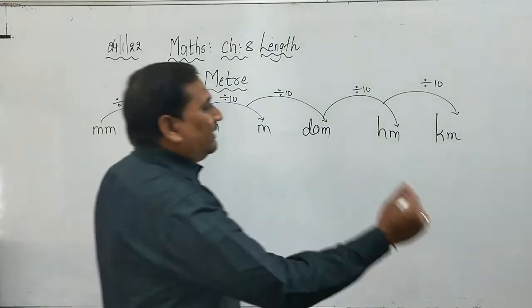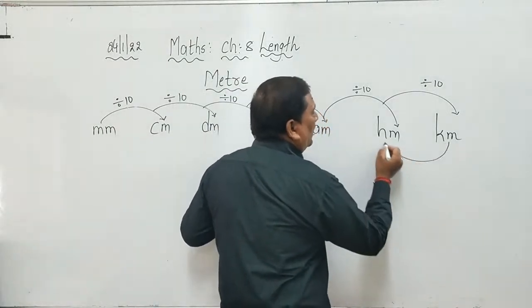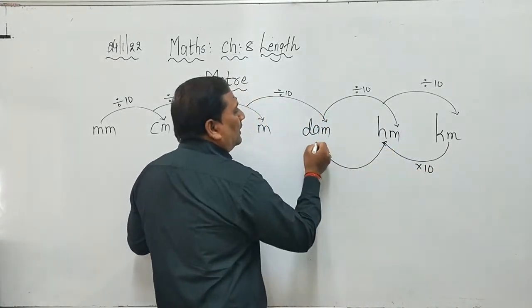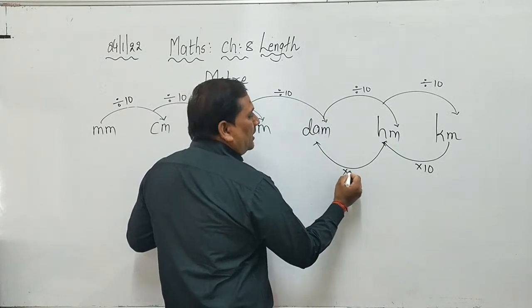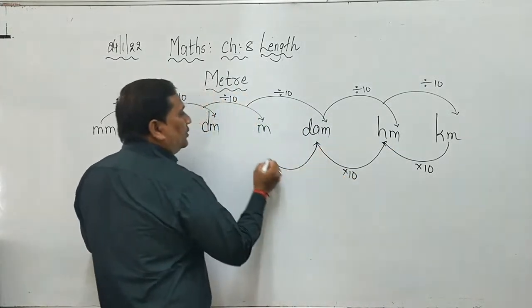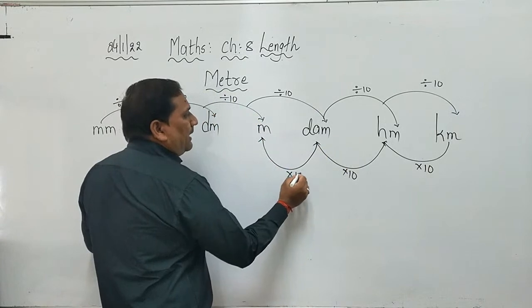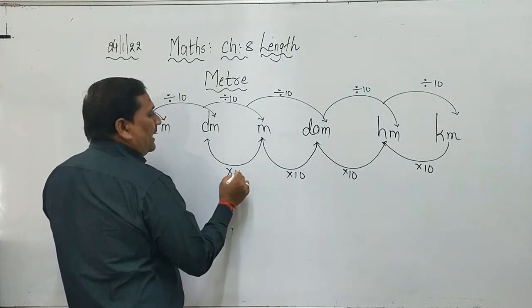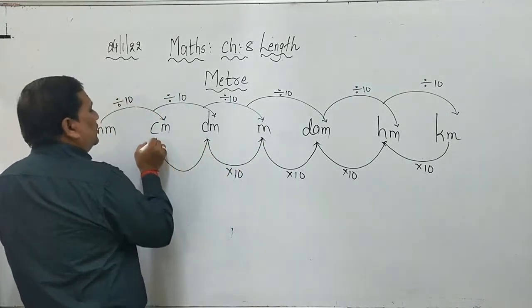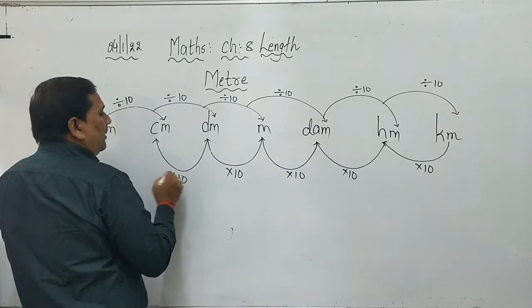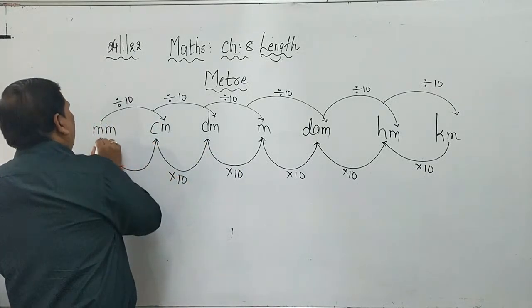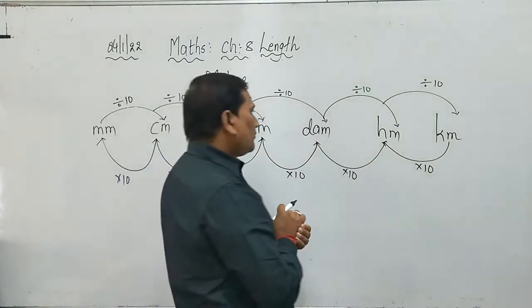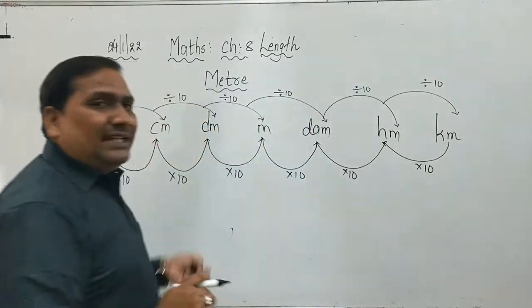Now, the reverse, from bigger unit to smaller unit. So, multiply by 10. Hectometer to decameter, again multiply by 10. From decameter to meter, again multiply by 10. From meter to decimeter, again multiply by 10. From decimeter to centimeter, again multiply by 10. And from centimeter to millimeter, again multiply by 10. So, are you getting students?